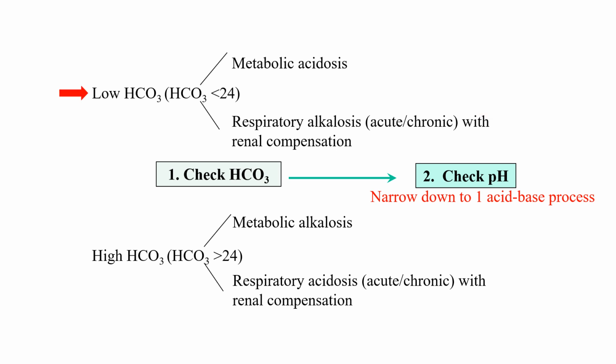Another example, if we have a serum bicarbonate less than 24 and a pH greater than 7.4, we are safe to say that the first acid-base disorder is a respiratory alkalosis with renal compensation, because if we had a metabolic acidosis, we would expect the pH to be less than 7.4.